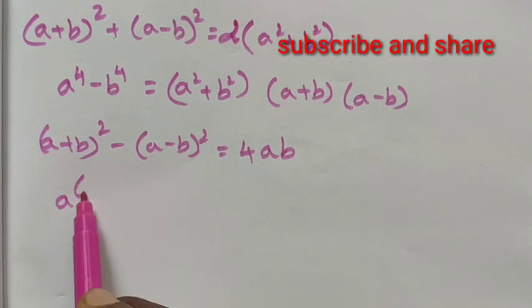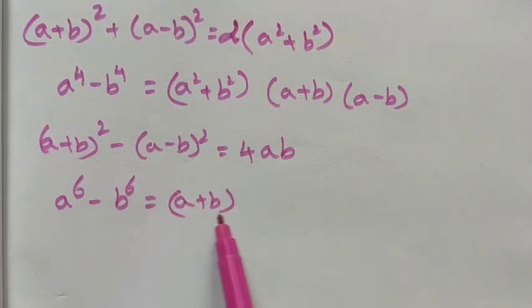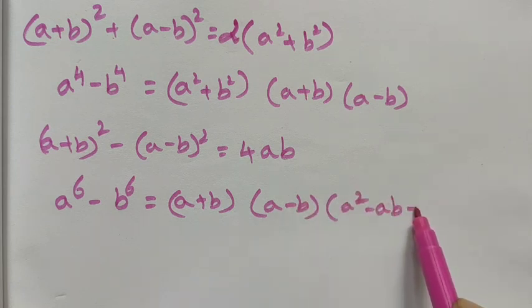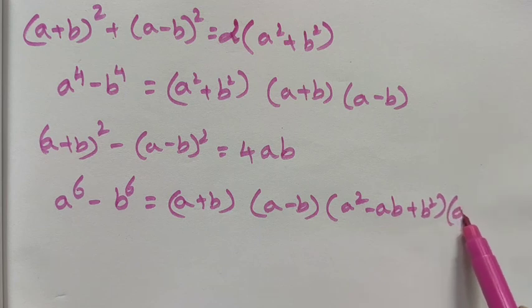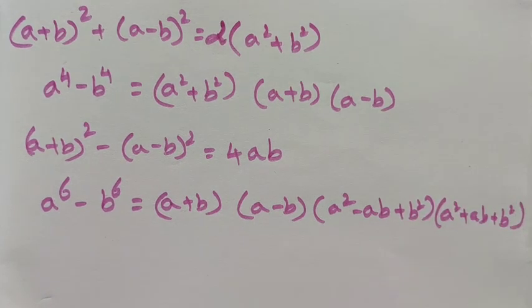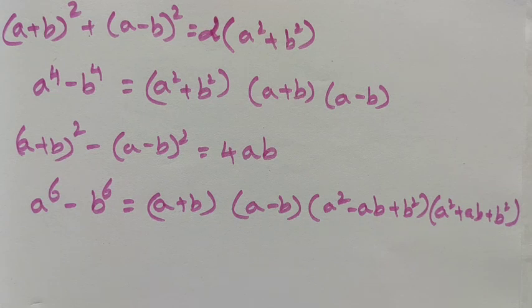Then a power 6 minus b power 6 is equal to (a plus b) into (a minus b) into (a square minus ab plus b square) into (a square plus ab plus b square). These all are the algebraic identities. All of these are very important identities, important formulas, right? So please learn this by heart. It is very important to apply them in the problems. Thank you, students.